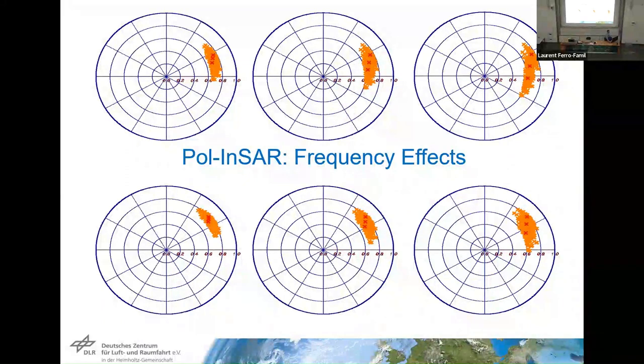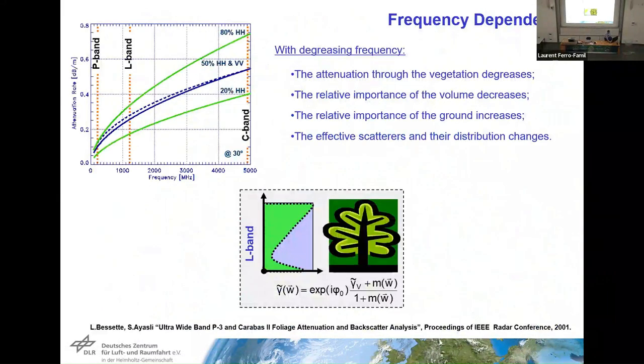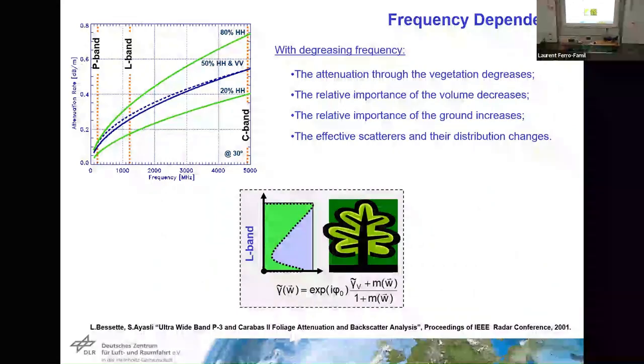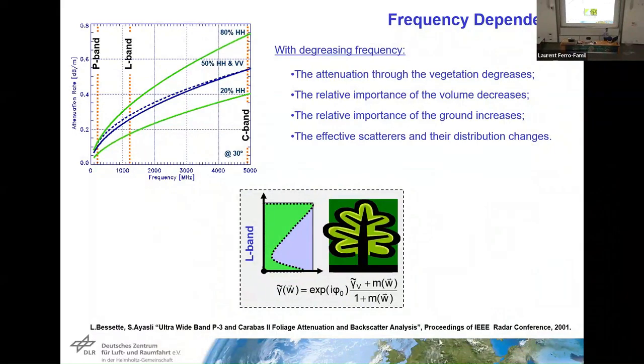Of course, I was mentioning before the frequency effects that you have to take into account in the modeling. And the most important one, we saw it with an example before, is the attenuation of the volume. So in principle, you change your frequency. Suppose that you decrease the frequency. Decreasing frequency means increasing the wavelength, which means that you are penetrating more. So if you penetrate more, the attenuation of the vegetation decreases. That's one effect. So this means in your data, you have more ground with respect to the volume. So it's just a matter of contrast between the two.